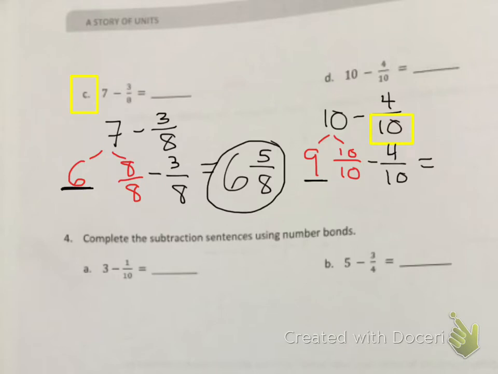Okay? Don't forget your 9 whole. We're going to put 9 here. And 10 subtract 4 equals 6. And our denominator stays the same at 10. And this is our answer.